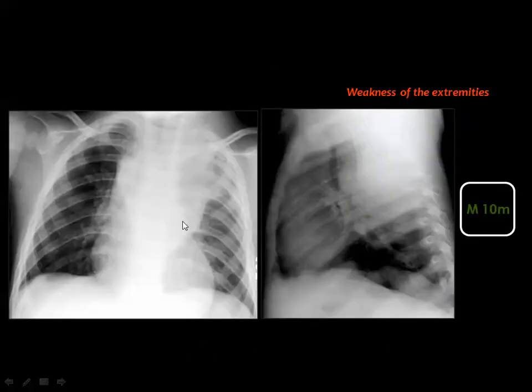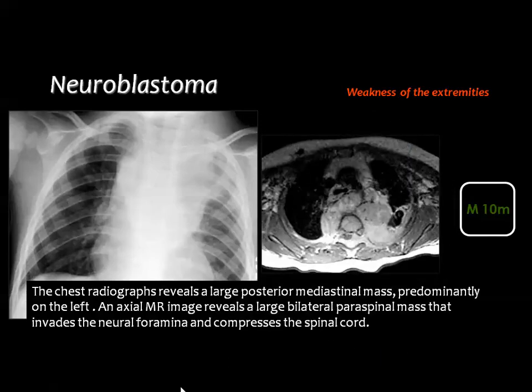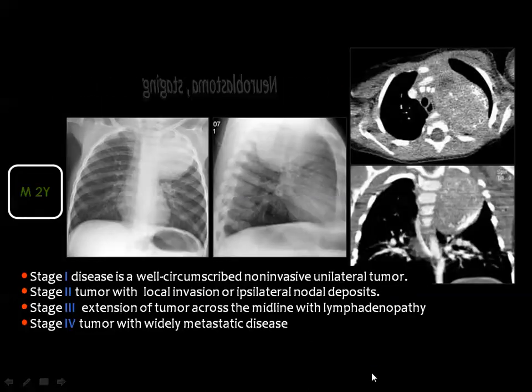Here, there is an ill-defined mass on the left side, and this mass is projected posteriorly in the lateral view, and the MRI showed a big lesion in the posterior mediastinum on either side of the paravertebral gutter with some intraspinal extension. The age of the patient is 10 months, and this lesion was proved to be neuroblastoma.